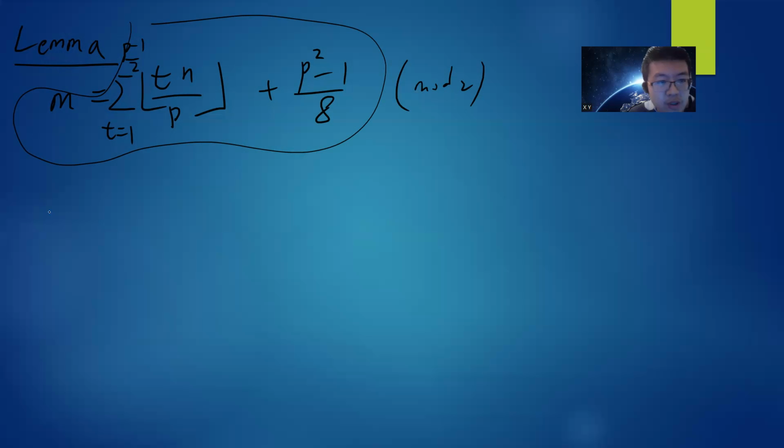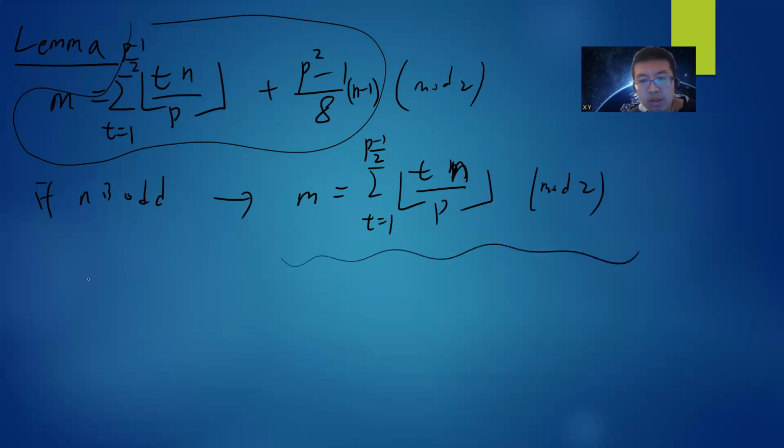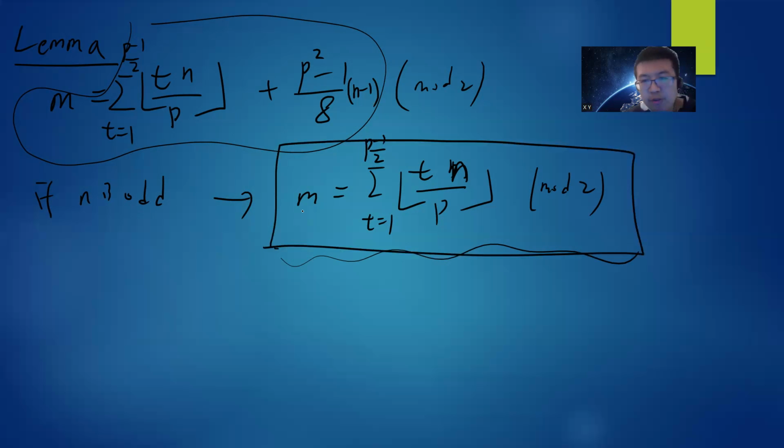Okay, so if n is odd, then m can be written as the sum of floor of tn over p, for t from 1 to (p minus 1) divided by 2, mod 2. There's a minus 1 here. Okay, this is simple, right? Because if n is odd, then this term will be even. Okay, so this is what we want. It's a very special, very weird identity, right? Why is this true?